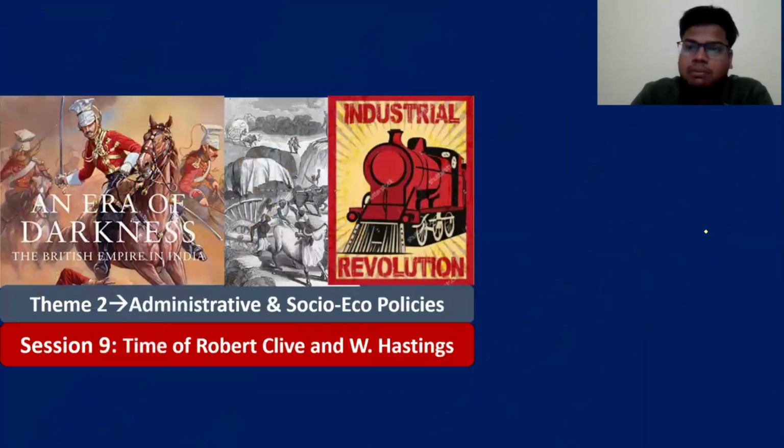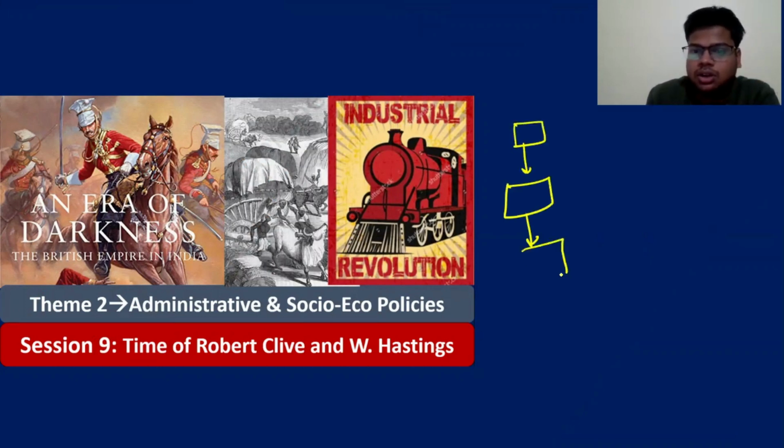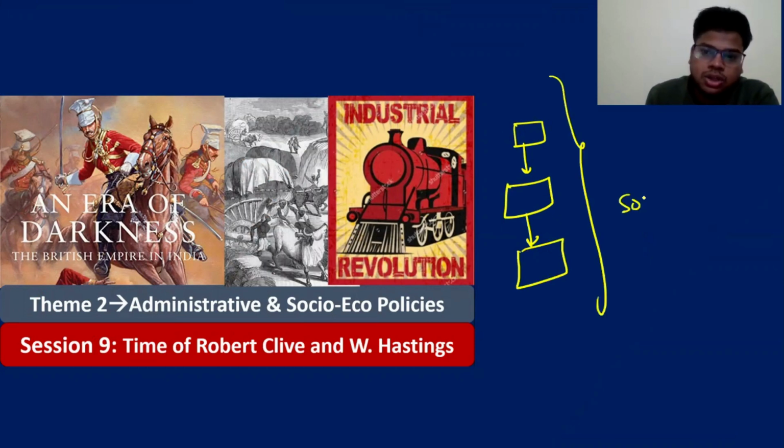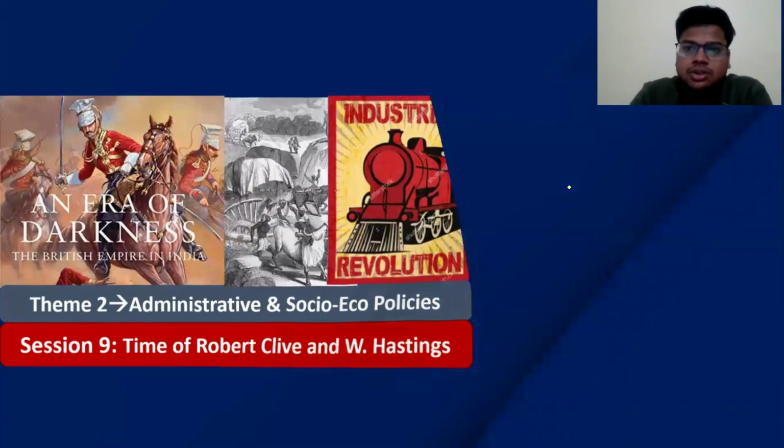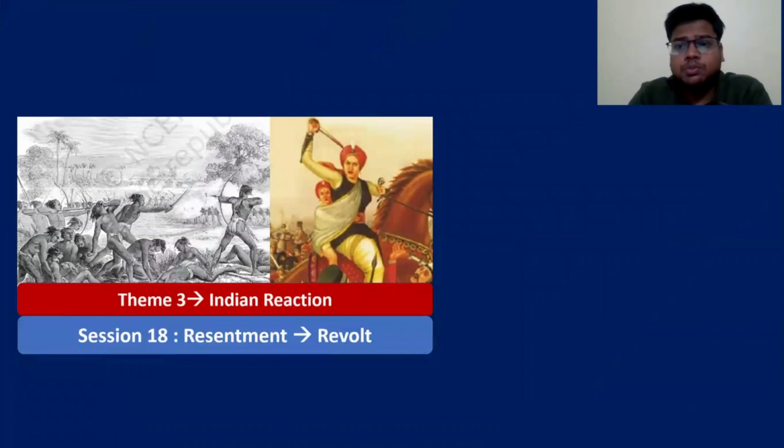Then in the next session, we talked about the administrative and socio-economic policies of the British. Starting with the governor generals, we established their chronology, and then we understood the overarching socio-cultural and economic policy. We dealt in detail with the economic policy, then the socio-cultural policy. We realized that because of these policies, which destroyed the lives, livelihoods, and overall destiny of millions of Indians, an Indian reaction was bound to follow.